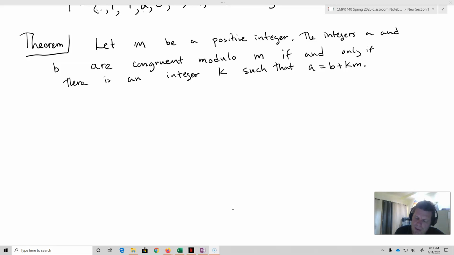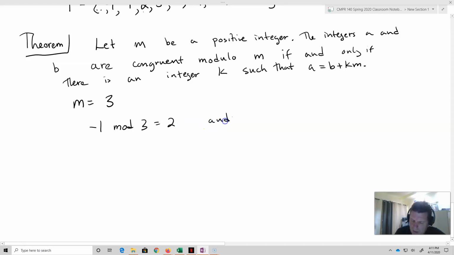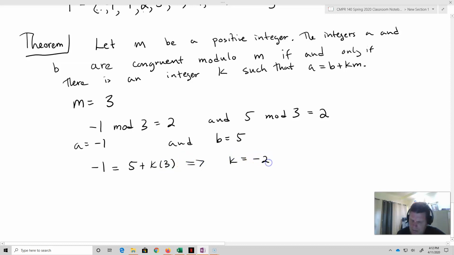So let's say, for example, that we let m equal 3, and we saw that negative 1 mod 3 was equal to 2, and we also saw that 5 mod 3 was also equal to 2. So they actually ended up being in the same congruence class. What that means is if we let a equal negative 1 and b equal 5, then negative 1 is going to equal 5 plus some k times 3. Well, in this case, k is going to equal negative 2, right?